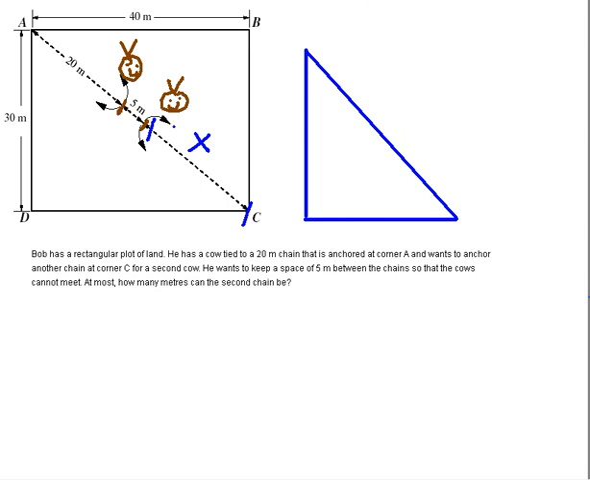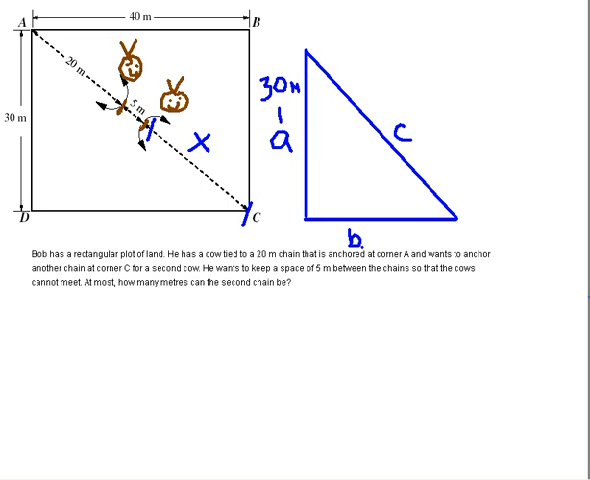Okay, so instead of talking about corners, let's now define our sides. So let's define the side from corner A to corner D as little a. And let's define the side that spans from corner D to corner C as little b. And then our hypotenuse we will call c. So that is the side that spans from corner A to corner C right here. Okay, so we know that side little a is a distance of 30 meters. So this side right here is 30 meters.